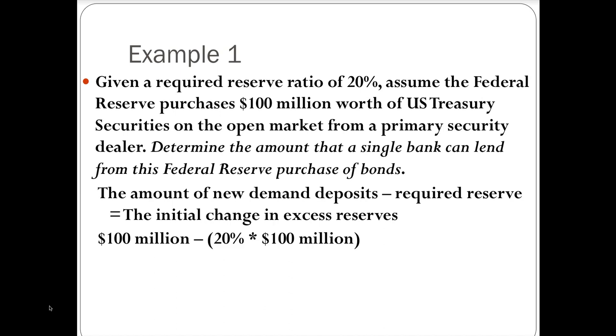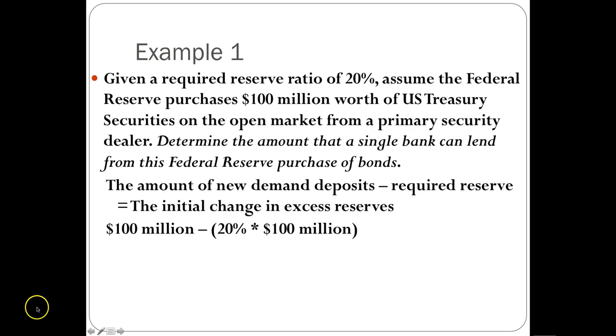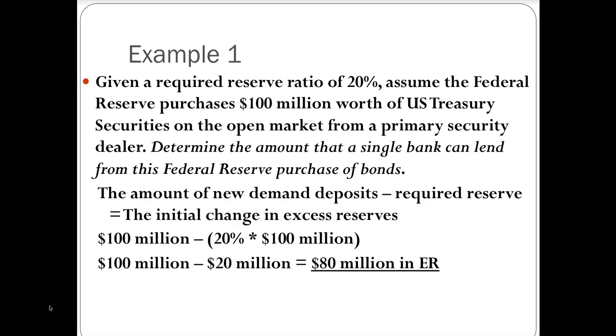So let's go ahead and take a look at that. So you have $100 million is your amount of new demand deposits taken from the problem. You're going to subtract 20% of $100 million. So that $100 million is the amount of new demand deposits, the amount of money being put into the system. This bank has to hold 20% of it. So 20% times $100 million. So you have $100 million minus $20 million, so you have $80 million worth of excess reserves.